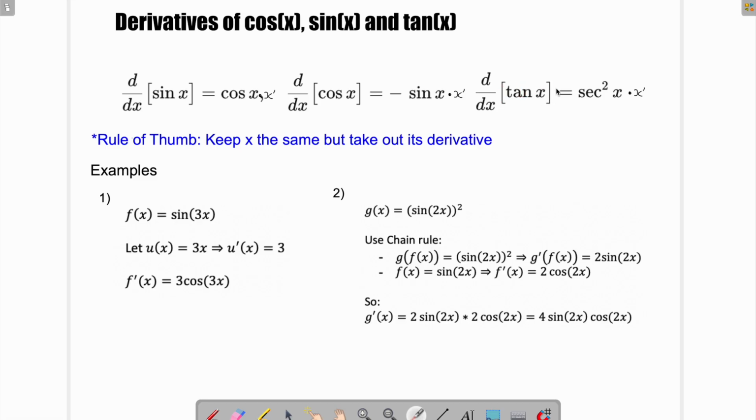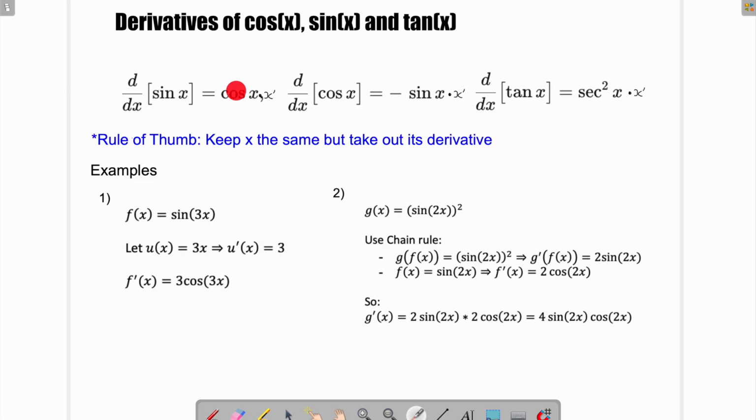For tan of x, the derivative is sec squared x, and then once again timesing that whole thing by the inner function's derivative. So the rule of thumb is when we find the derivative of sine, cos, and tan, let's say sine, we make it cos and keep the inner part the same as it was originally, but we also times that by the derivative of the inner part. It may sound like a lot of words, but I think once we see some examples, it might become more clear. So the first example here is f of x equals sine 3x.